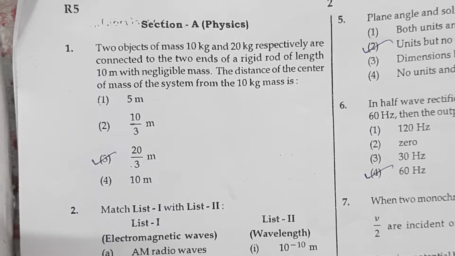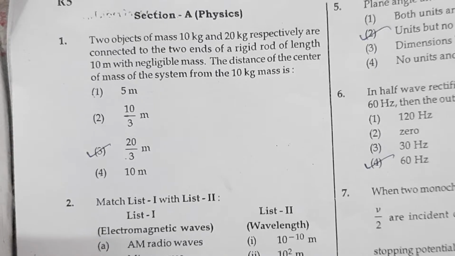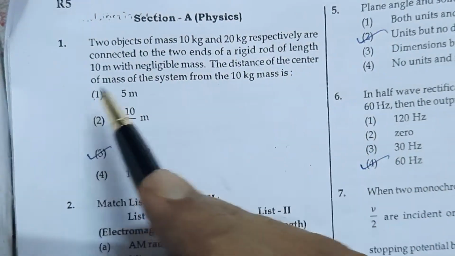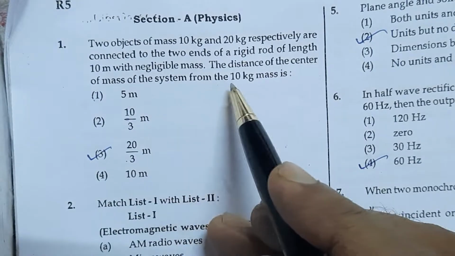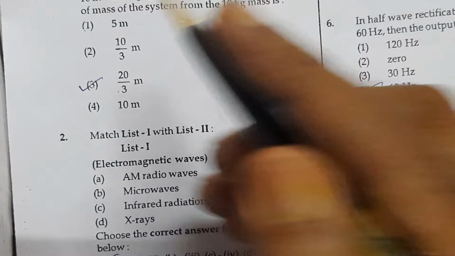The first question is from statics, and the answer is 20 by 3 meter. That is the distance of the center of mass, CM, of the system from the 10 kg mass: 20 by 3 meter. So the correct choice for question number 1 is 3.